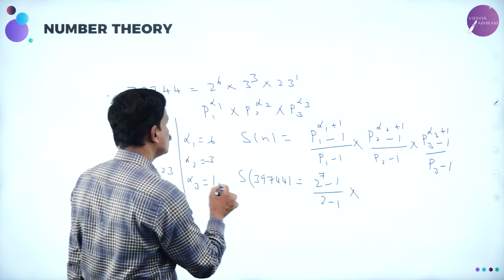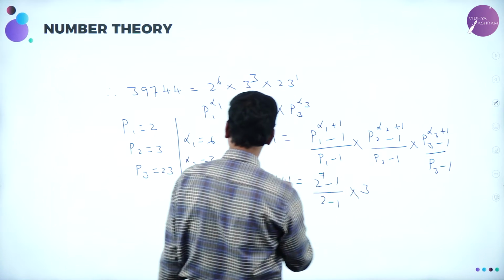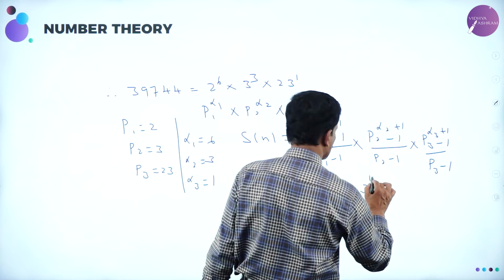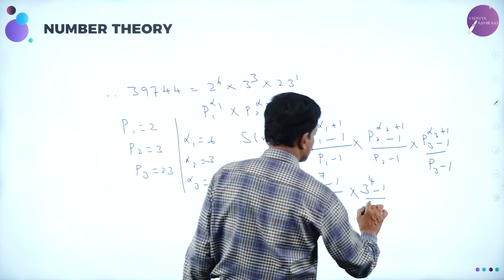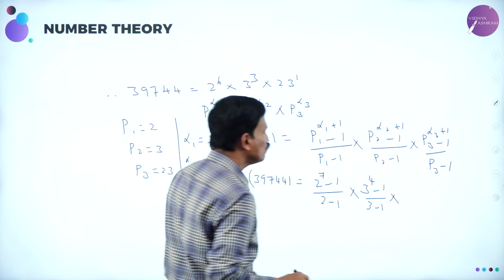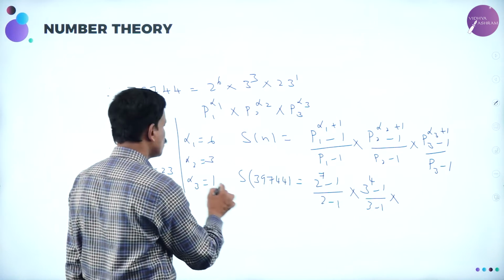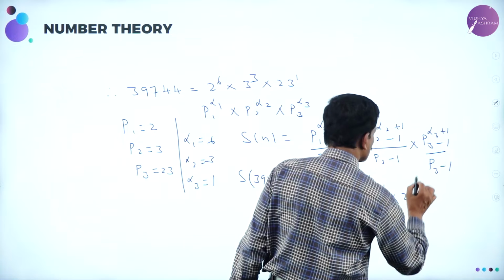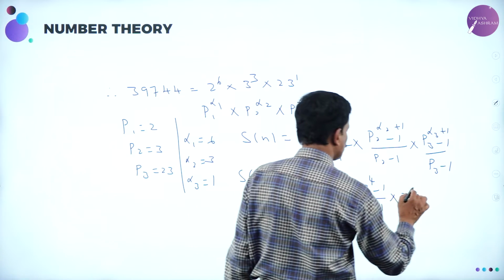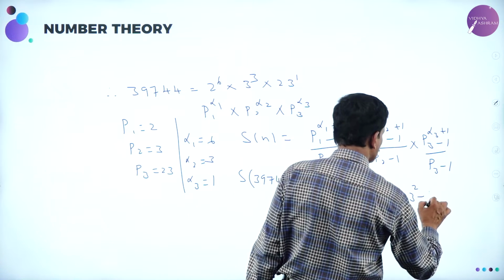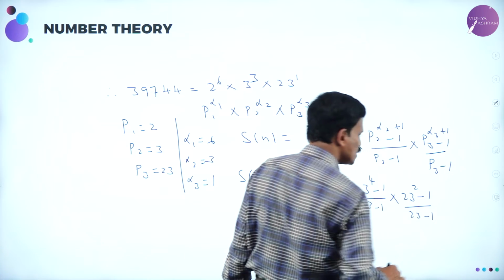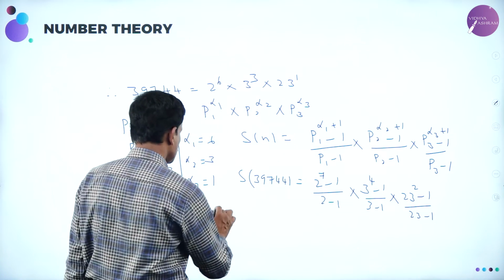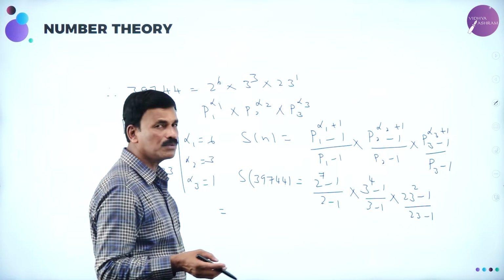What is P2? 3 to the power of, what is alpha 2? 3 plus 1 is 4. 3 to the power of 4 minus 1 divided by, what is P2? P2 is equal to 3 minus 1 into P3. What is P3? P3 is equal to 23 to the power of alpha 3. Alpha 3 is 1 plus 1, 2, minus 1 divided by P3 is 23 minus 1. Simplify this. That's it. So this is equal to 2 to the power of 7.